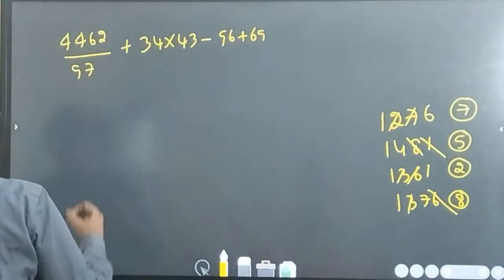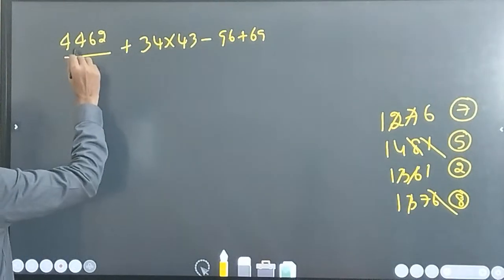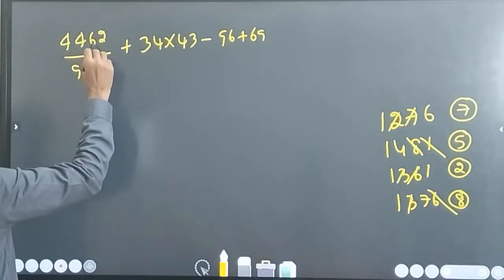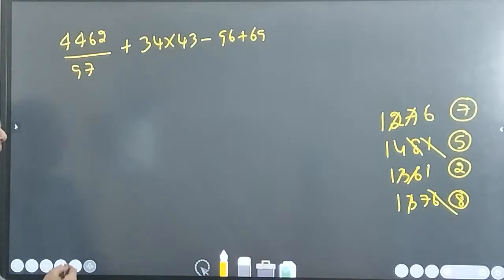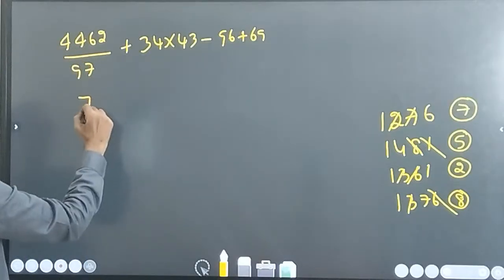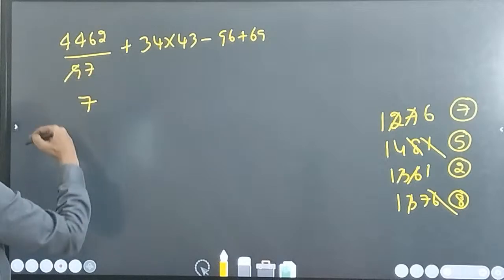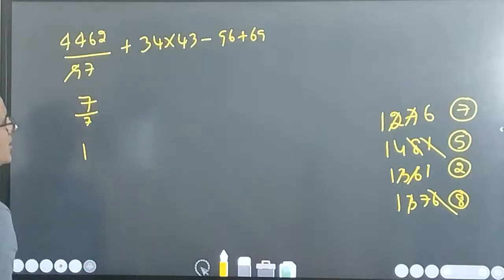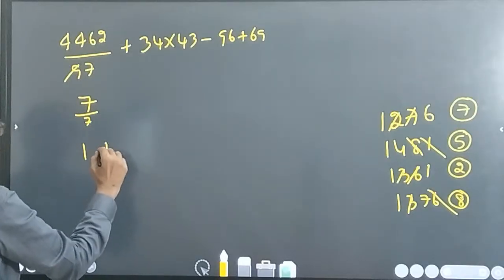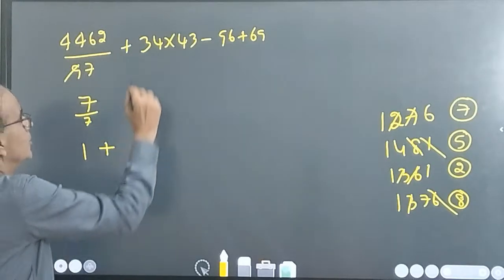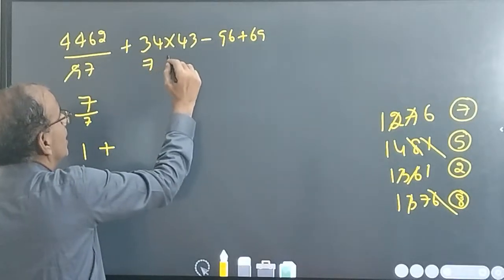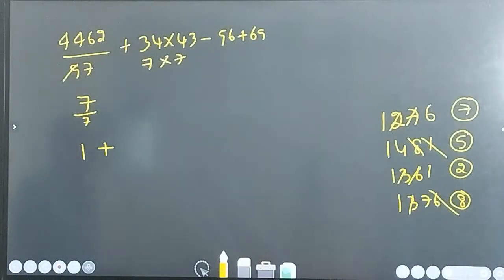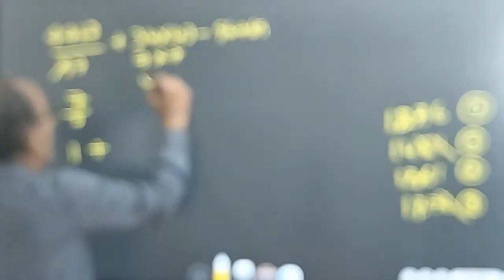Then 4 plus 4, 8. 8 plus 6, 14. 14 plus 2, 16. 16 means how much? 7. 9 will go. 7 divided by 7. What happened? This comes to 1. Right? 3 plus 4, 7, into 7. 4 plus 3, how much? 7. 7 into 7, 49.